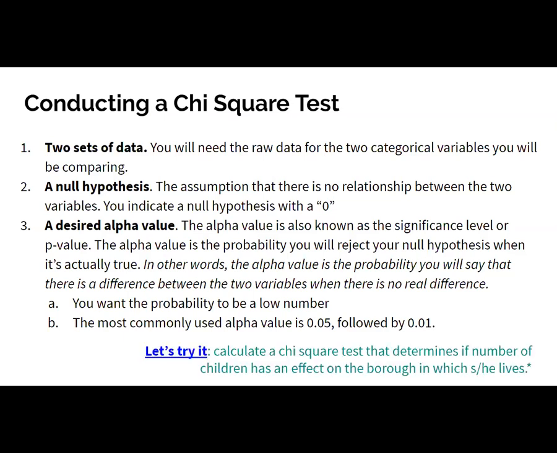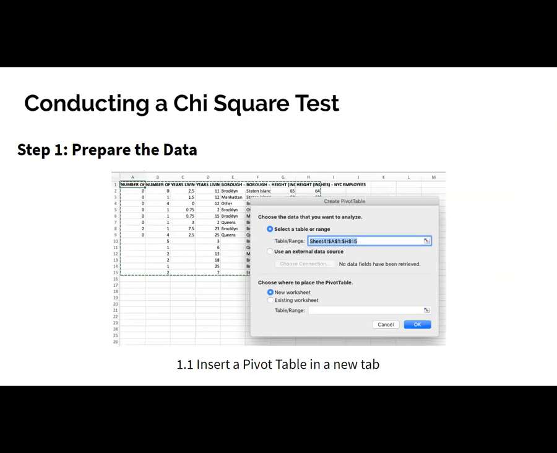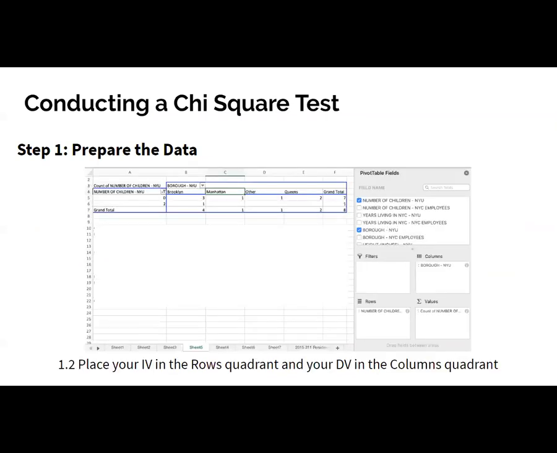So let's try it. Before I click on this, I'm just going to walk you through how we'll do it, and then we'll go back and forth. So what we'll do is we'll start with our class data. We'll create a pivot table. Is everybody familiar with pivot tables? Okay. It's pretty straightforward if you're not. So we'll create a pivot table.